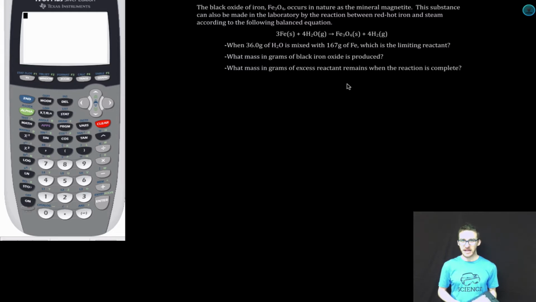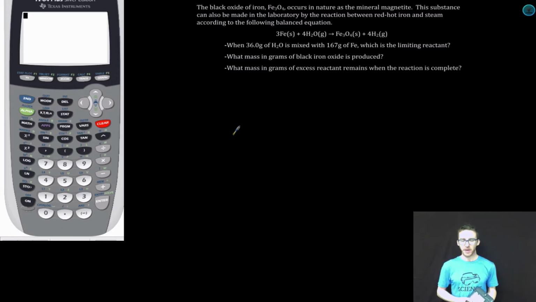The black oxide of iron, Fe3O4, occurs in nature as the mineral magnetite. This substance can also be made in the laboratory by the reaction between red-hot iron and steam according to the following balanced equation. Boom! Three things. When 36.0 grams of H2O is mixed with 167 grams of Fe, which is the limiting reactant? What mass in grams of black iron oxide is produced? What mass in grams of excess reactant remains when the reaction is complete?